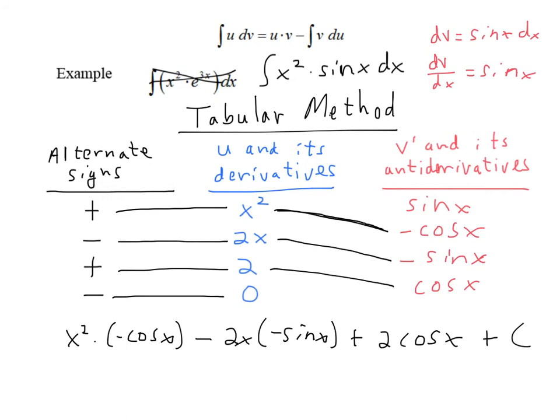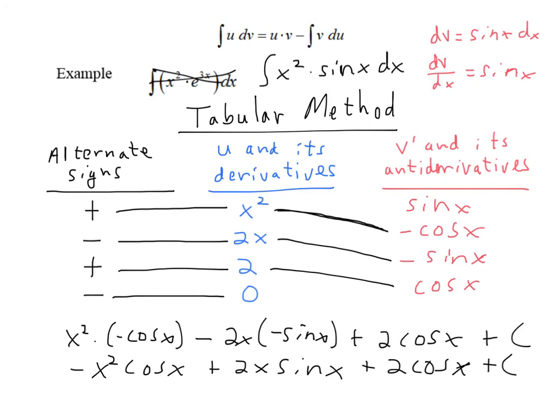So let's see if this is what we got before. Let's clean our answer up. We have negative x squared cosine of x plus 2x times the sine of x, and then plus 2 times the cosine of x plus c. I believe this is what we got before, so you can check that with what you wrote down, but that is our answer that we got.